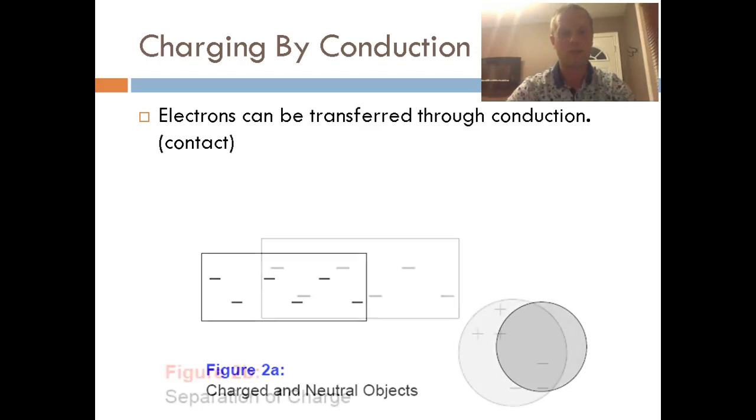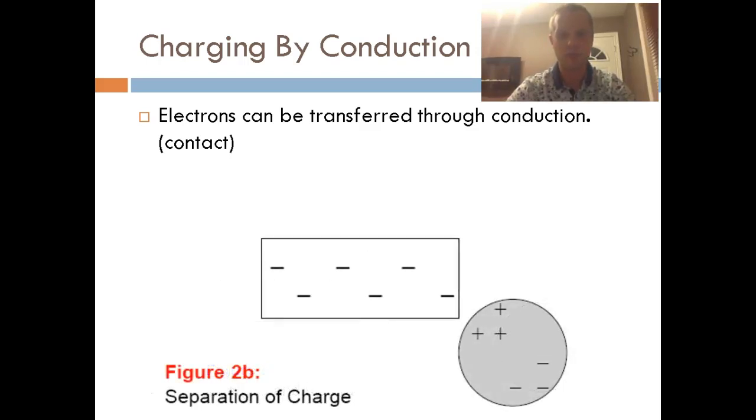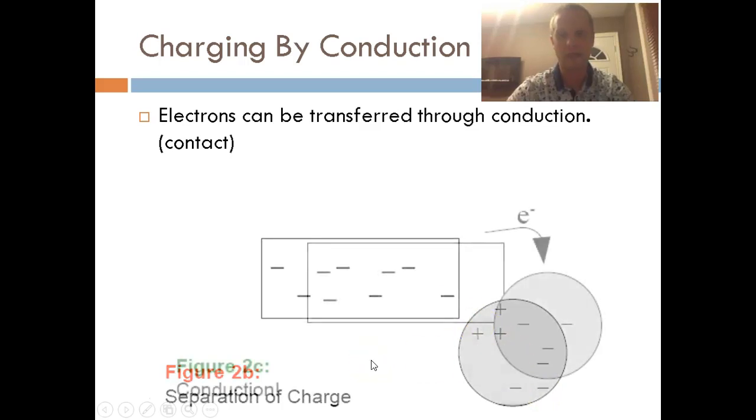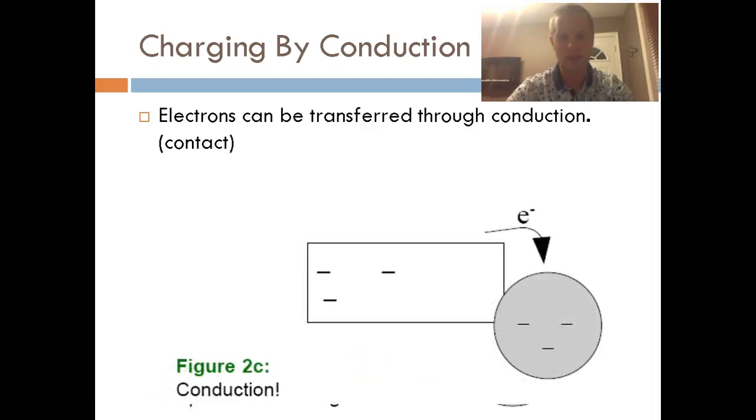If we want to charge a neutral object, we can bring electrons close to it. Right before I touch it, the electrons move away. And as soon as I do touch it, the electrons actually get transferred from the object to the sphere here. This is known as conduction. As soon as I touch, those electrons move into that object.